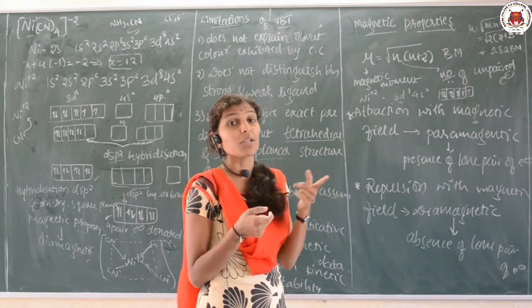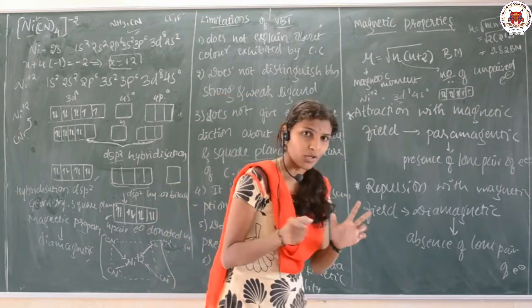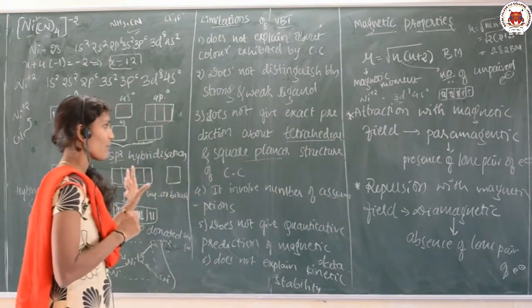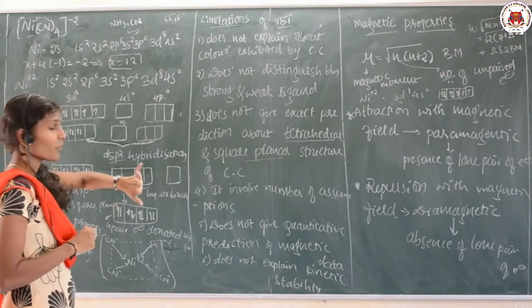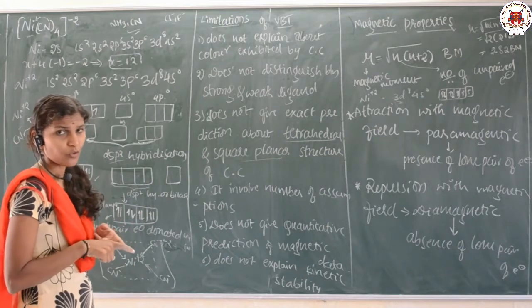During that time, it will act as a diamagnetic. So, this is how we are going to explain. I hope you are getting what exactly I am telling. This is the important bit of the topic, those 4 examples on the basis of the VBT.